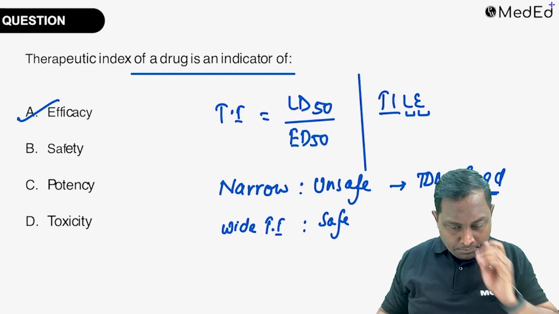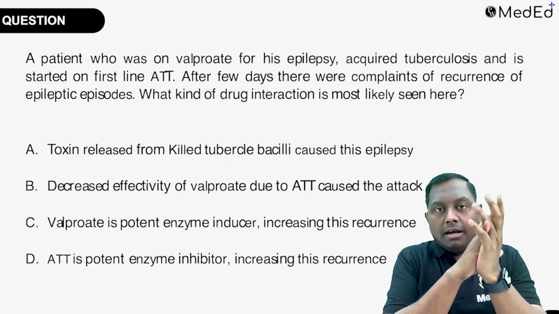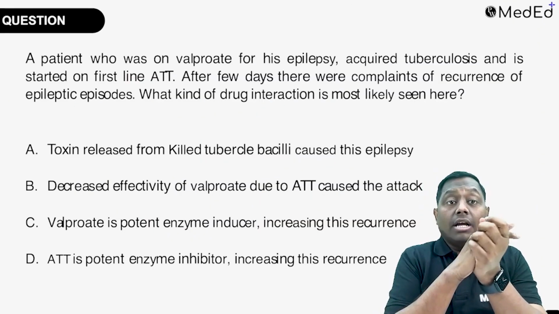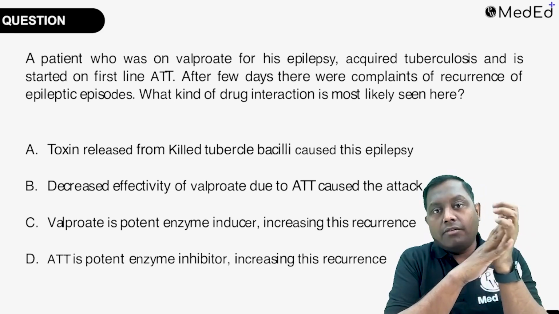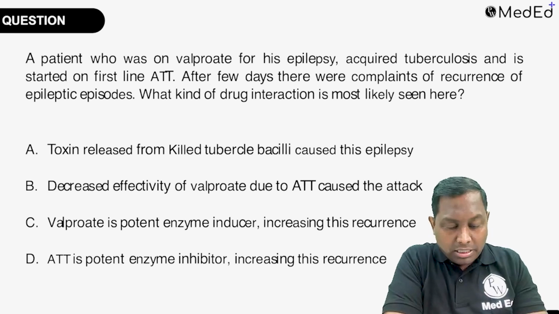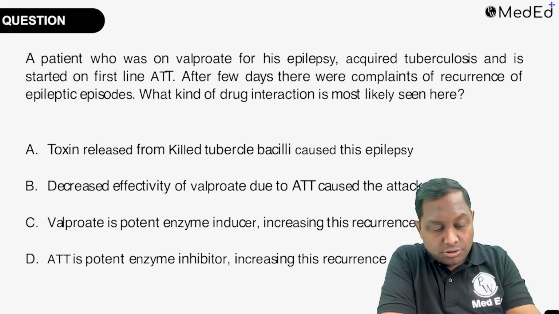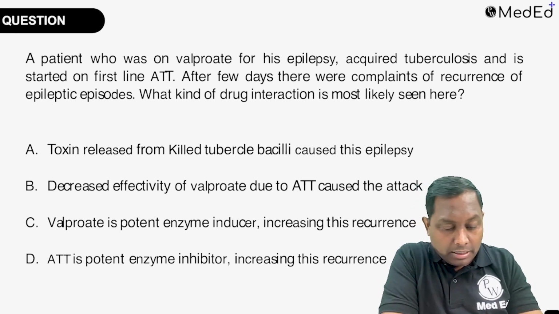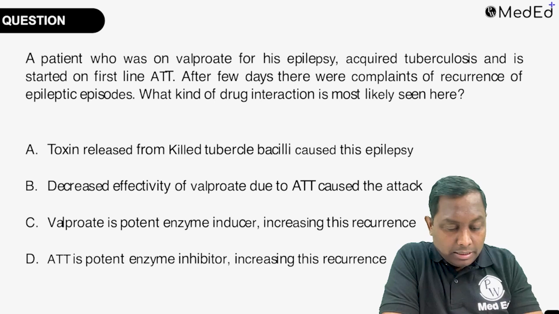A patient is on valproate for an antitubercular drug. After a few days, there were complaints of recurrence of epileptic episode. What kind of drug interaction is most likely seen here? What kind of drug interaction have we seen, most likely scenario? क्या drug interaction मिलेगा? What kind of drug interaction do we see here most likely?